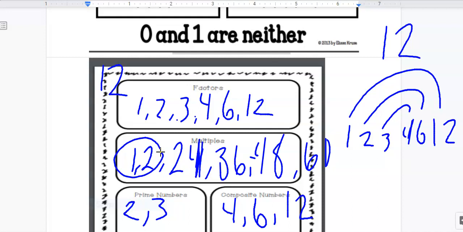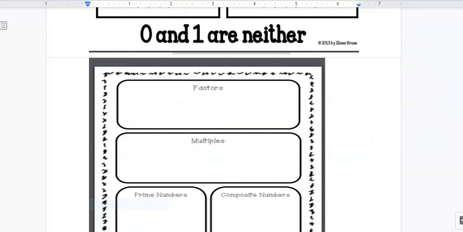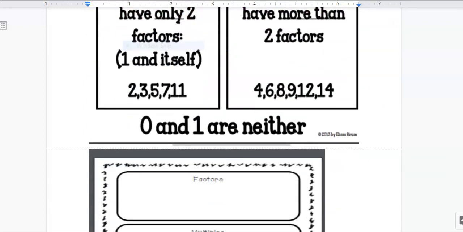All right. So I just wanted to go through that with you so you had a chance to see what that looked like.